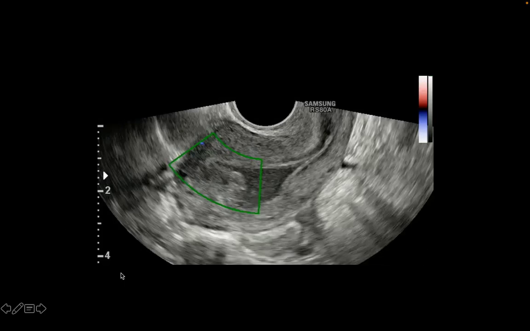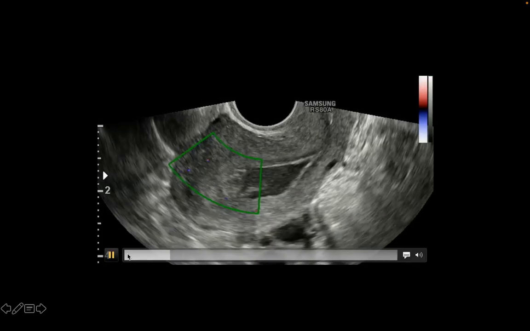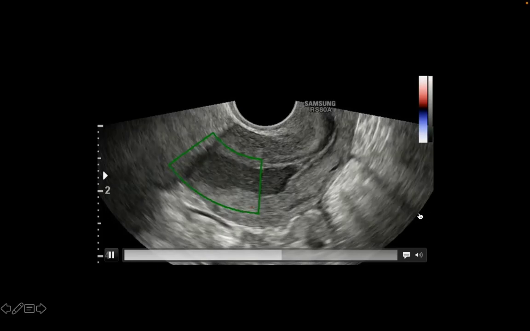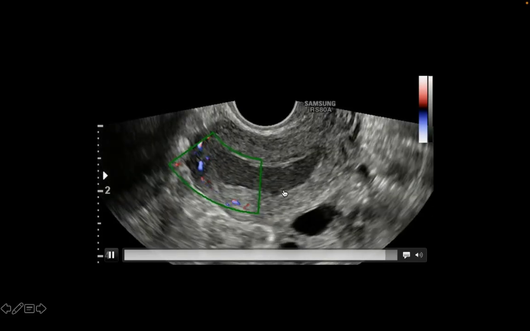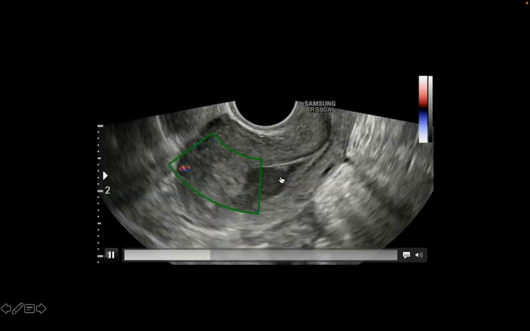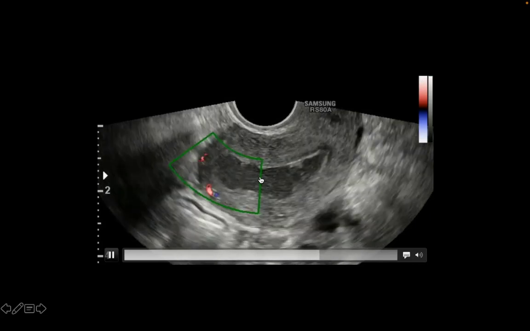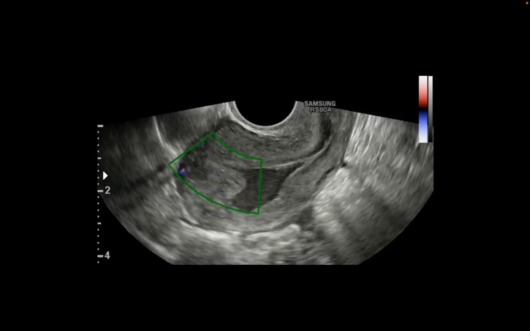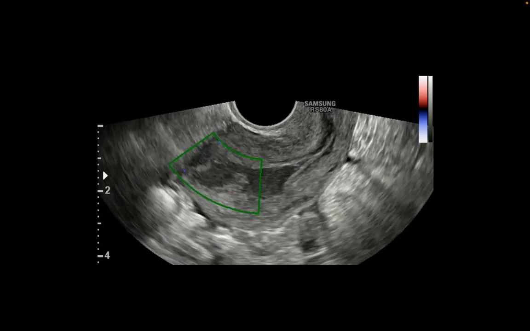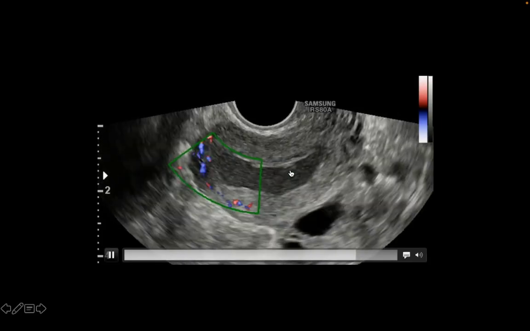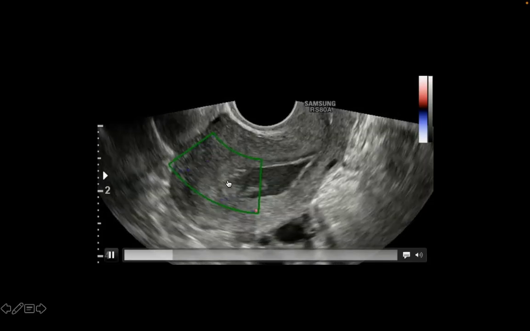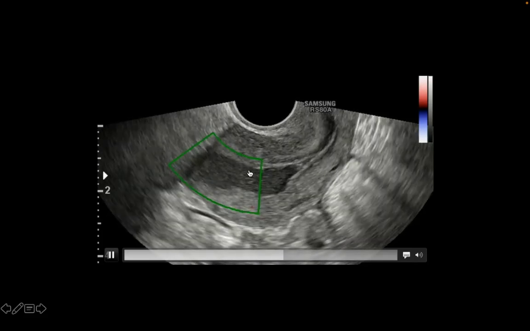Another case, just have a look at this video. This is a longitudinal section of the uterus. What you see here is this endometrial cavity, which is again distended with ground glass echoes. So there is hematometra, or presence of blood in the endometrial cavity. In addition, you must have noticed some echogenic debris in the region of the fundus and body.